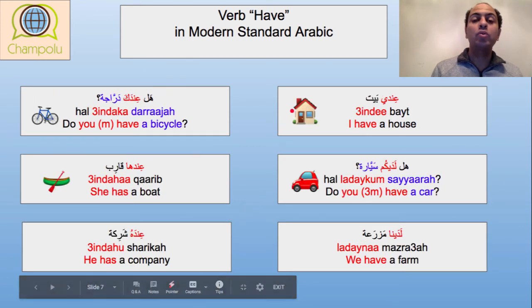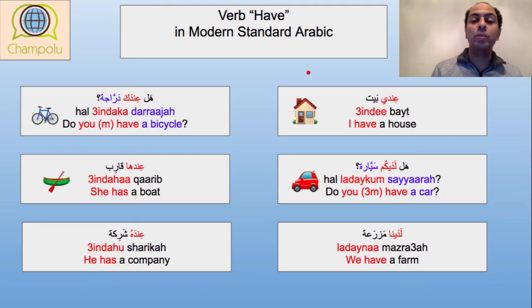We can also use the verb have to indicate ownership or owning certain property or things. Like عندي بيت, I have a house. هل عندك دراجة, do you have a bicycle, addressing a singular male. هل لديكم سيارة, do you have a car, addressing a group of males or mixed.